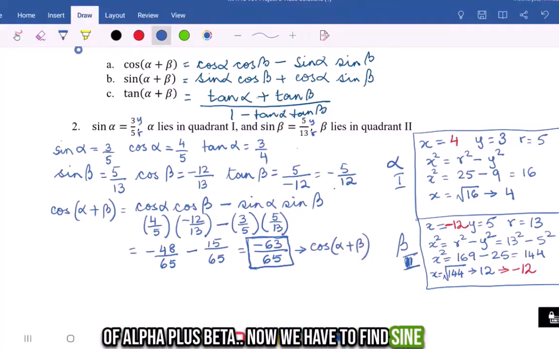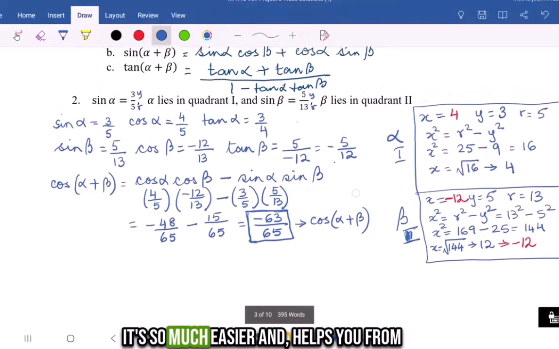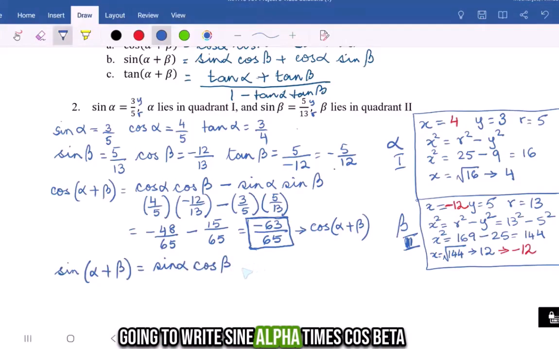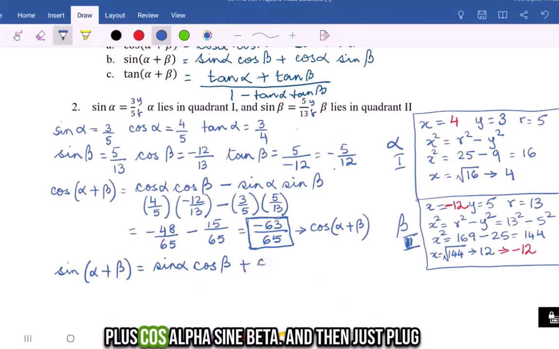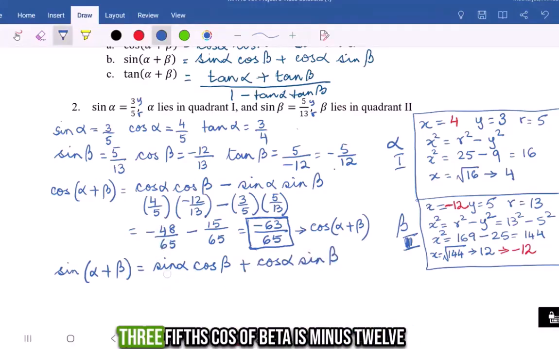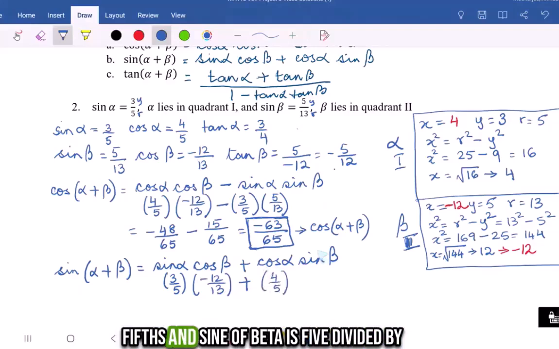Now we have to find sine of alpha plus beta. Again, first write out the formula. It's so much easier and helps you from making careless mistakes, right? So I'm going to write sine alpha times cos beta plus cos alpha sine beta. And then just plug in the values, all right? So sine of alpha is 3/5. Cos of beta is minus 12 over 13 plus cos of alpha is 4/5 and sine of beta is 5 divided by 13.